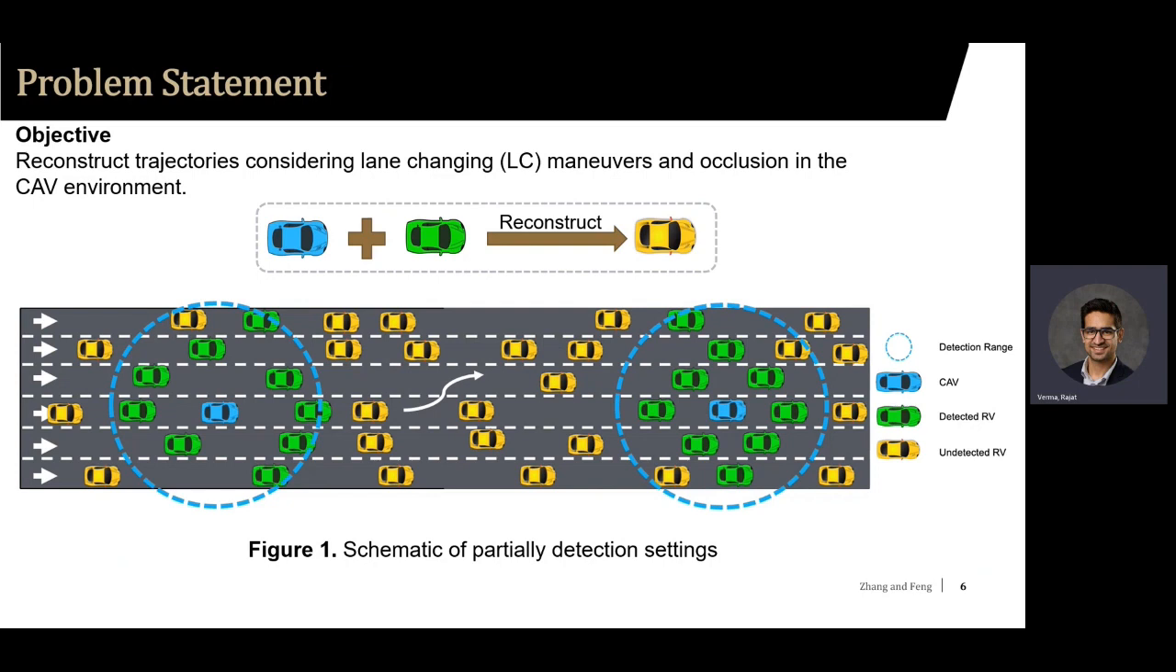Within this detection range, the detected regular vehicles are marked in green, but there are still some undetected regular vehicles due to the occlusion. Outside this detection range, the regular vehicles are undetected. In other words, our job is to use the trajectories of the blue vehicles and the green vehicles to reconstruct the trajectories of the yellow vehicles.